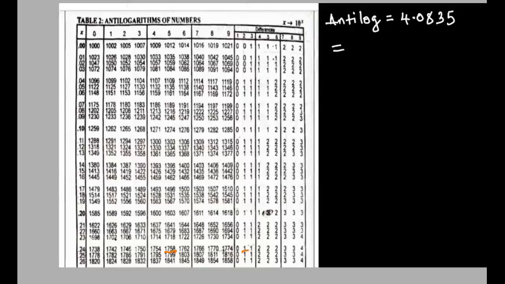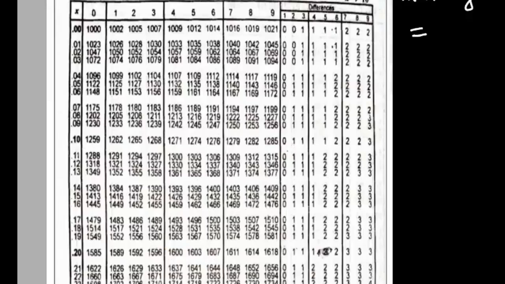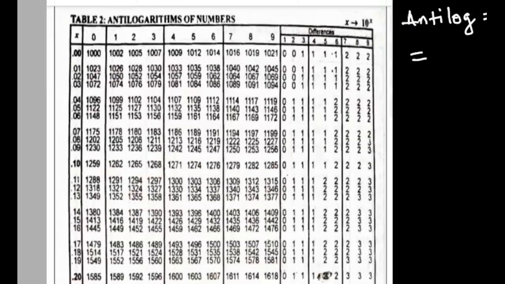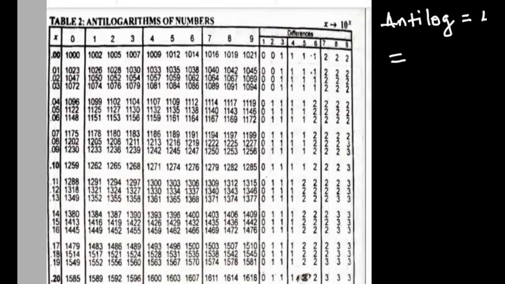Now we look for 0.08 on the table. Let me zoom this a little so you can see it. From your antilog table, you look for 0.08 there. So something like this. Yeah, I think we have it here. So you look for 0.08. This is 0.08 here. So we trace it.